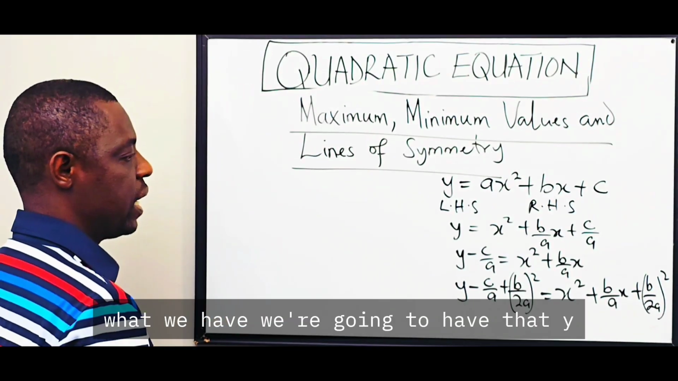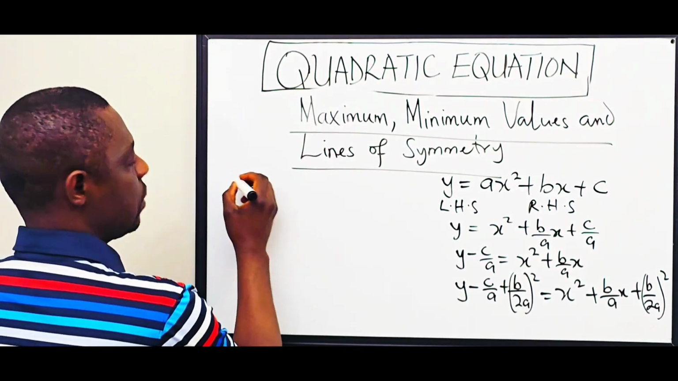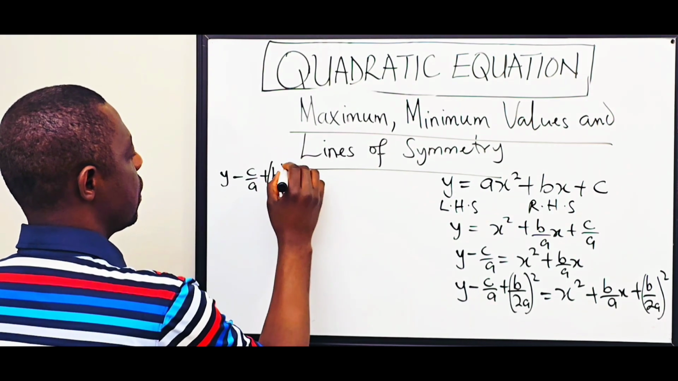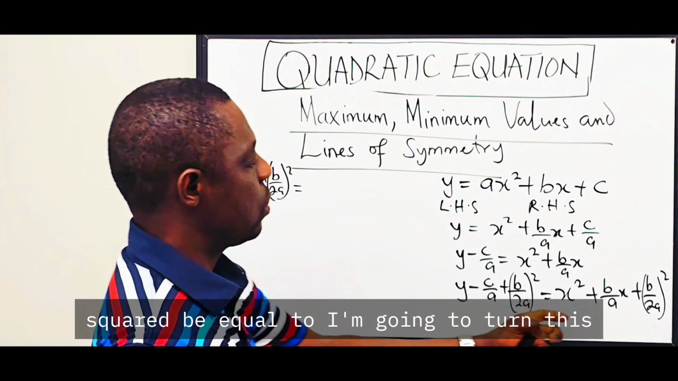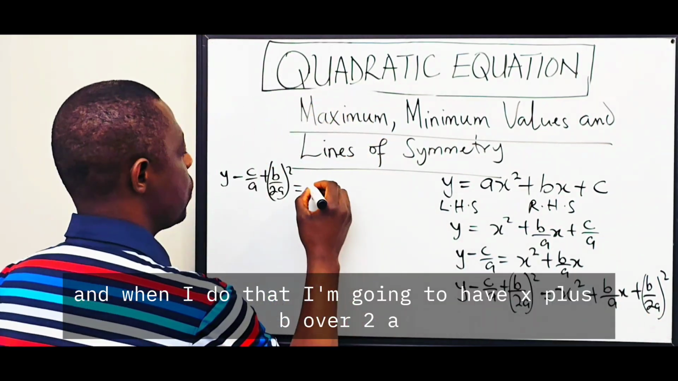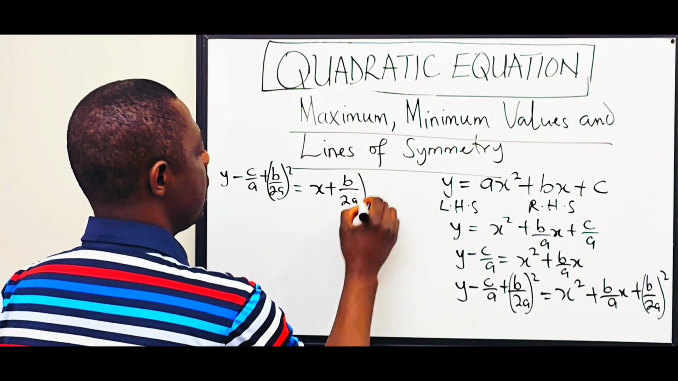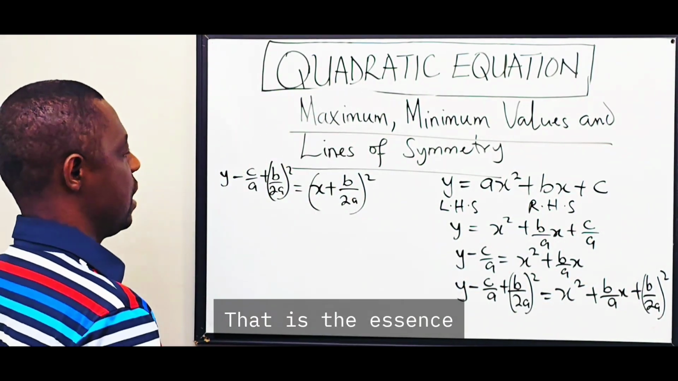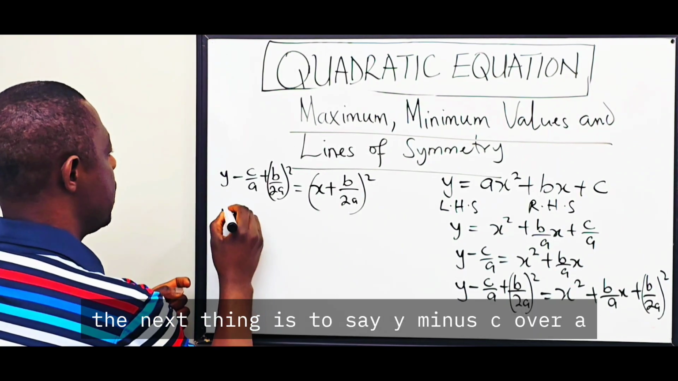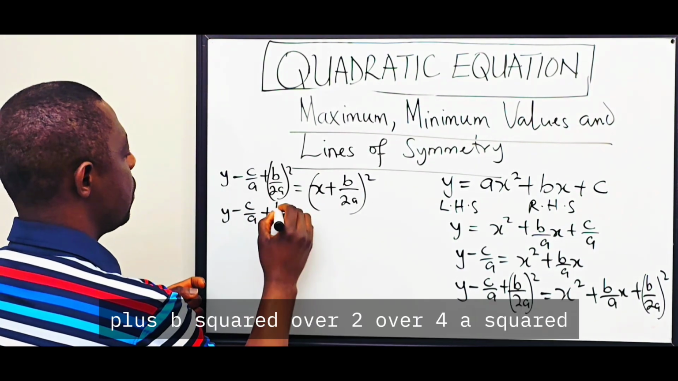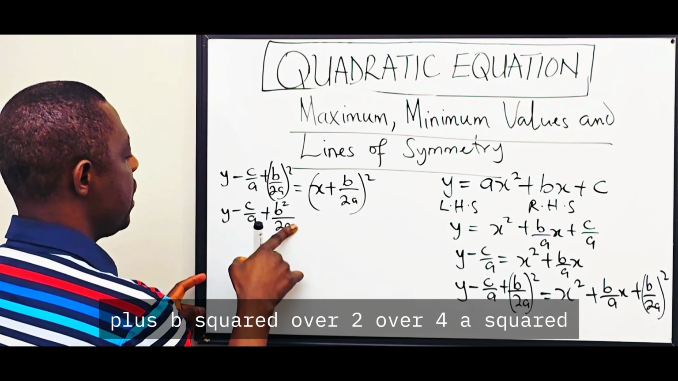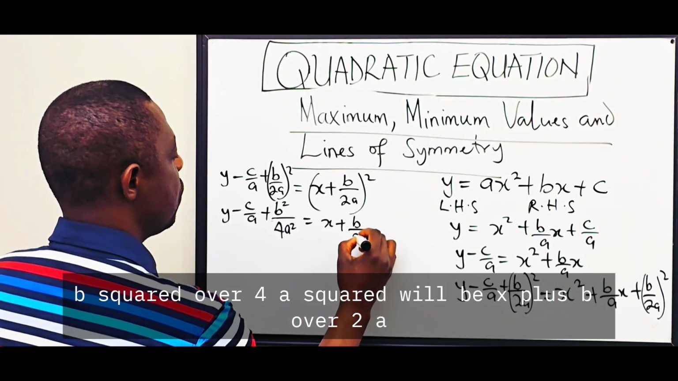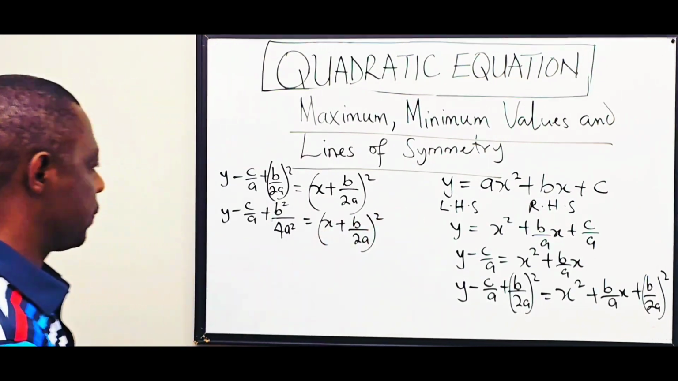Having done that, what do we have? We're going to have y minus c over a plus b over 2a squared equal to, turning the right side back to a perfect square, x plus b over 2a all squared. If you expand this, you're going to have the original back. That is the essence. So the next thing is y minus c over a plus b squared over 4a squared will be x plus b over 2a all squared.